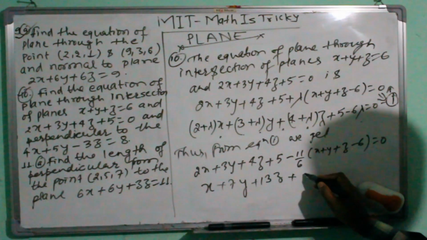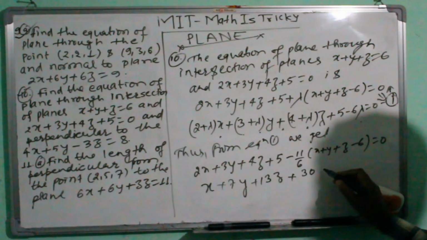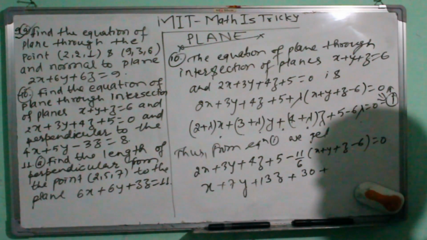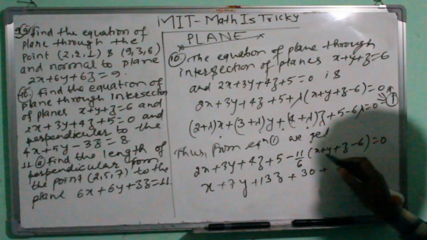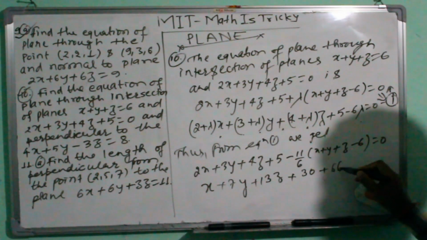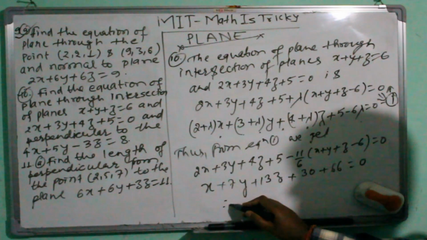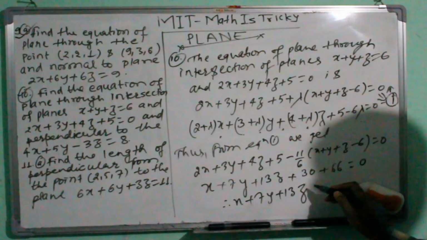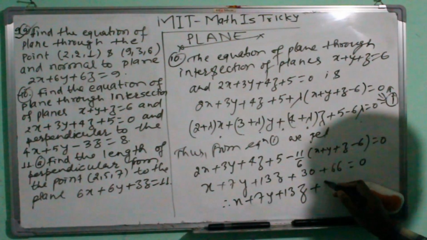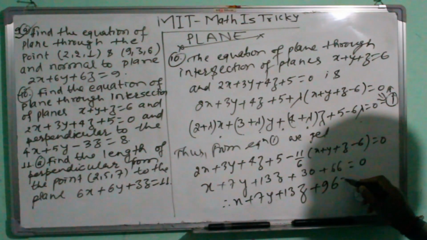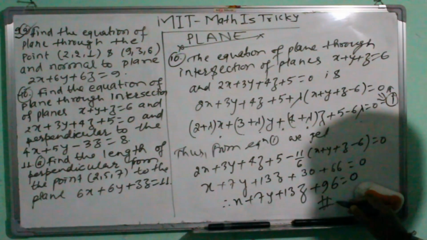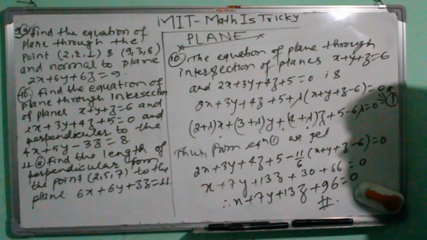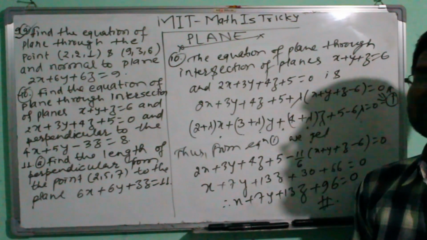Plus 30, and then minus minus plus 66 equals 0. Therefore x plus 7y plus 13z plus 96 equals 0. This is the required equation. Okay, x plus 7y plus 13z plus 96 equals 0 is the required equation.